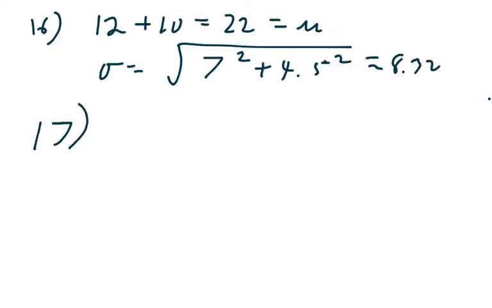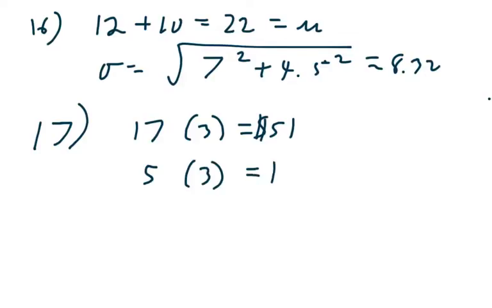For problem number 17, what is the mean and standard deviation for the net gain you make? Well, 17 times you save $3, which is $51 off. And since the standard deviation is 5, you just multiply that by 3, and so your standard deviation would be $15.